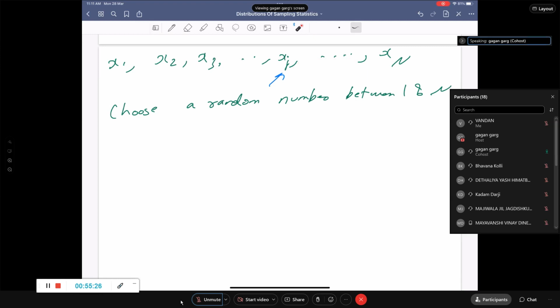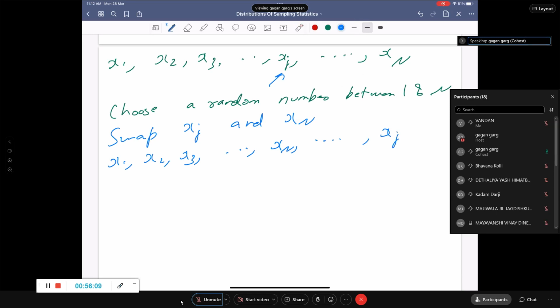Another way to do it is you just mark it and then you generate another random number. If it is the same as this, then you choose another random number. And you keep doing it until you get a different random number. Most likely it will work. Another way could be to swap this with the last entry and then choose a random number between 1 and n minus 1. So what you could do is swap xj and xn. So now the array looks like x1, x2, x3, xn, xj. So now xj was the first number that was chosen.